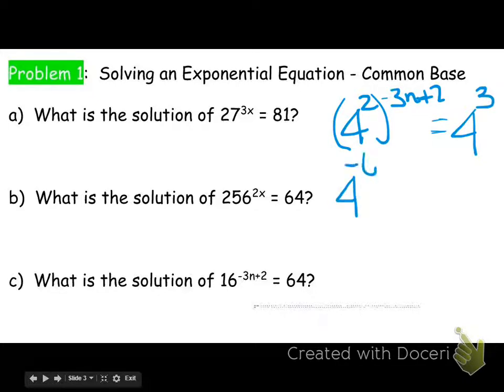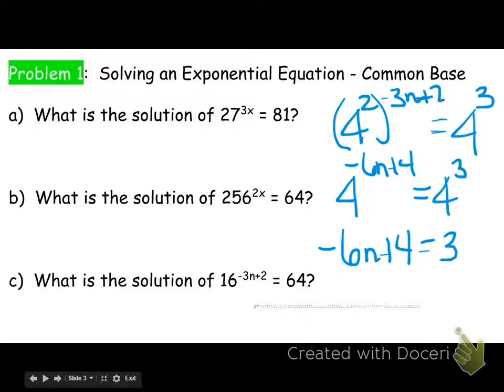Once again, by the power property of exponents, we multiply the exponents together. So using the distributive property, we get negative 6m plus 4 equals 3. Since the bases are the same, we can now set the exponents equal to each other because that's the only way these two sides can be the same. Ladies and gentlemen, solve that linear equation for m.